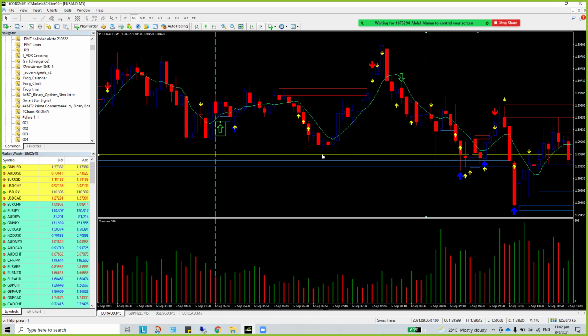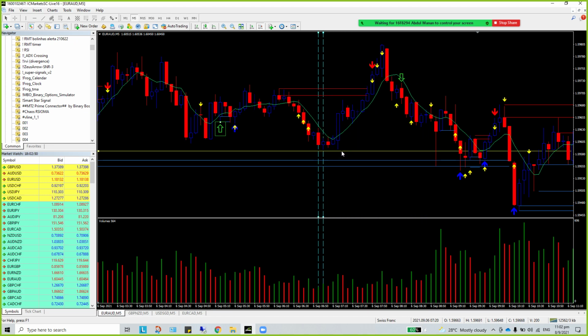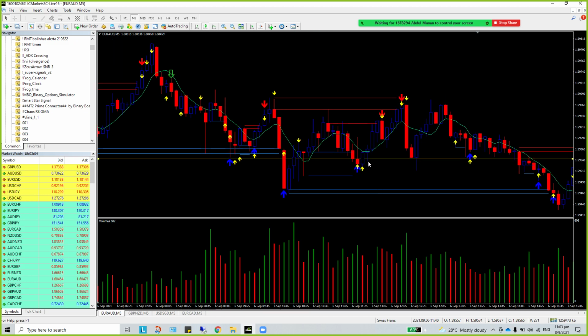Suppose we have a color change here. If you see the low, this low and this low should be the same. This is a red candle, right? Let me show you some white candles.